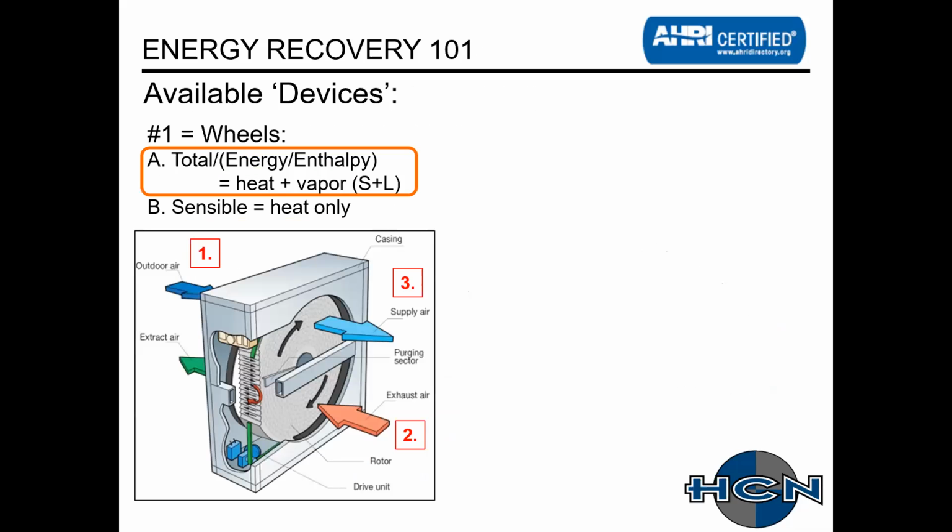All right, so once again, reviewing, there are 2 main types of energy recovery devices. The first one is wheels. They are broken down into 2 different products. The first one that I've circled, that's more common, is known as total, also called energy or enthalpy. It transfers heat and vapor, which is sensible and latent energy. There's a picture of a rotary wheel energy recovery device down below. The other type that's available is a sensible-only wheel that transfers heat.